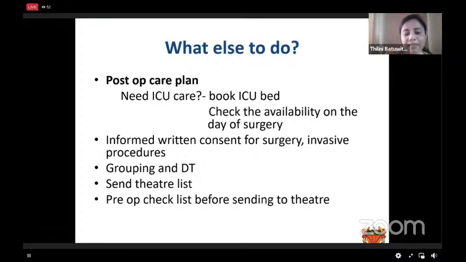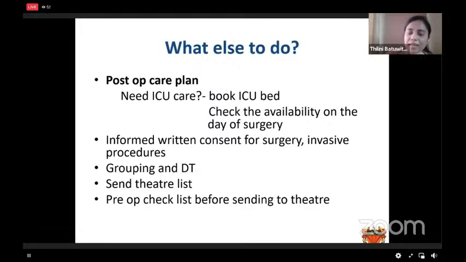And the other thing is to send the theater list. The list is written by you, so house officers should make sure that the theater list is sent as early as possible. Depending on the place you work, you may have to send it to the theater only, or to other particular places. You have to make sure that the list is sent, because only then will the anesthetist get to know what the list is, and the theater will get to know and prepare the equipment and all, which will depend on the theater list. So that is important.